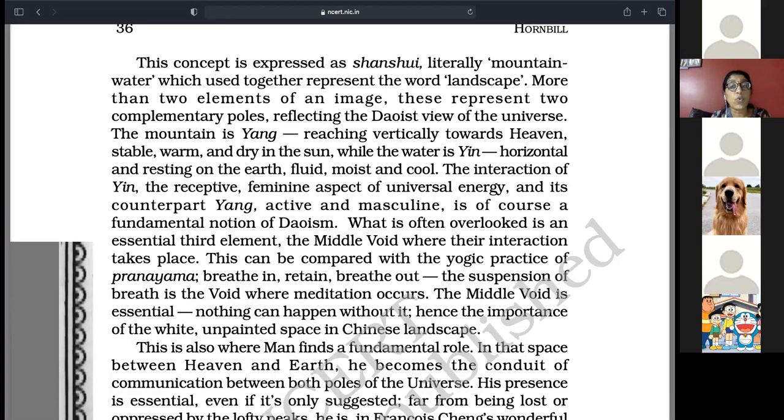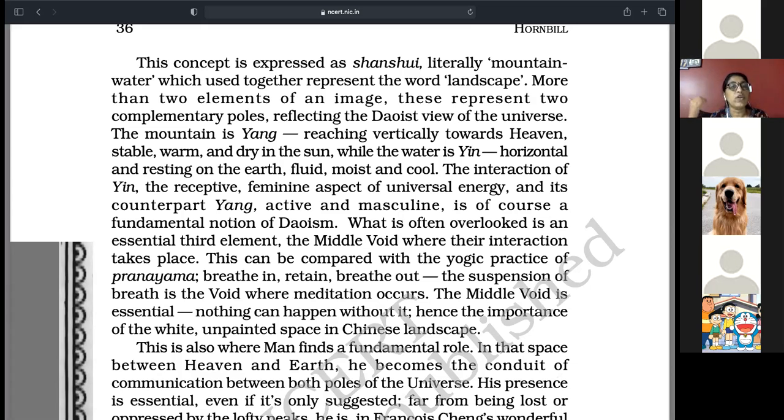What is often overlooked is an essential third element. हम लोग पहाड़ को देखते हैं, पानी को देखते हैं, बट जो बीच में जो जगह होती है, which is called as a middle void, that is the earth, you can say.